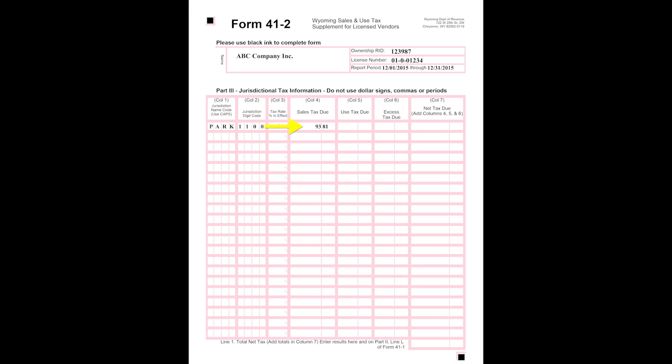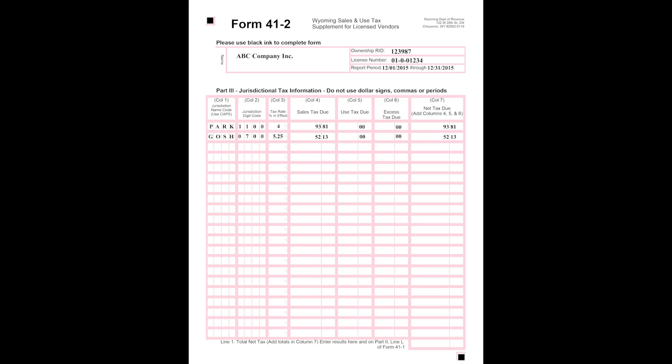The vendor had sales in Park County of $2,345.17 at a tax rate of 4%, which would equal $93.81. They also had sales of $992.95 in Goshen County at a tax rate of 5.25%. This would equal $52.13. These amounts will be reported in column 4 and carried over into column 7, being that there is no excess tax collected.